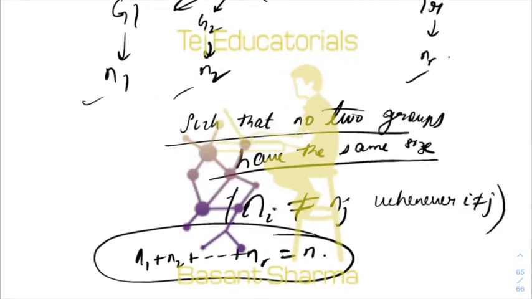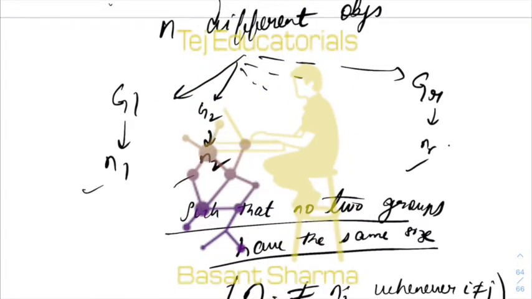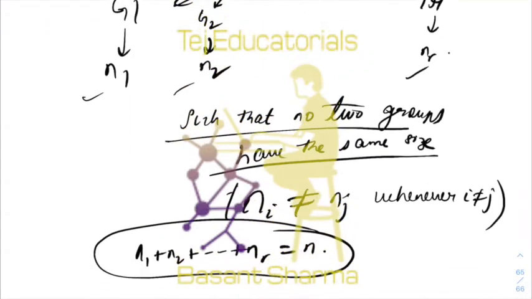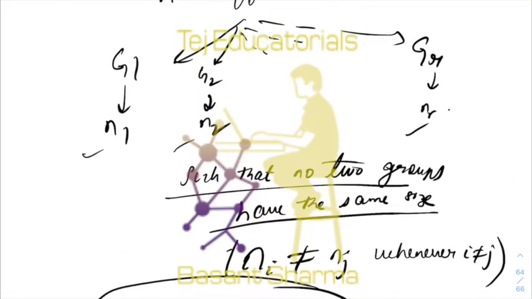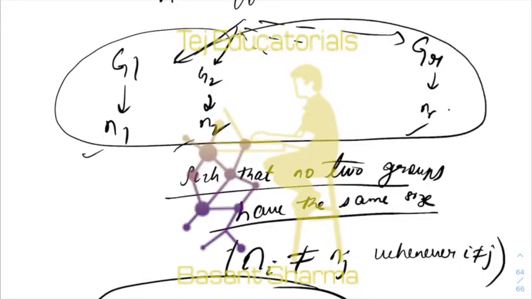So the problem statement is we have n different objects and we would like to divide them into R groups such that group 1 has size n1, group 2 has size n2, and so on till group R has size nr. So what are the number of ways in which you can group these n different objects in the following manner?